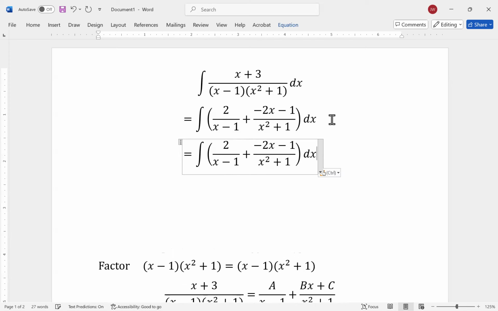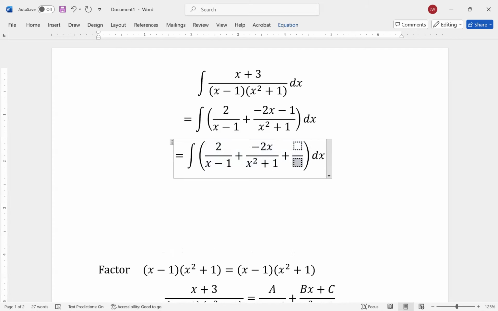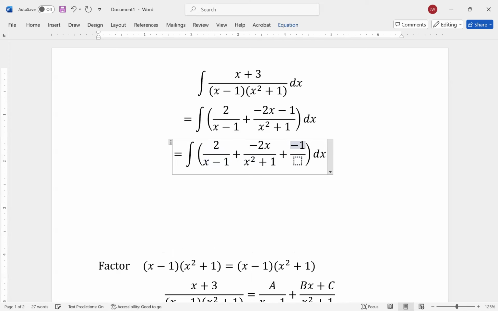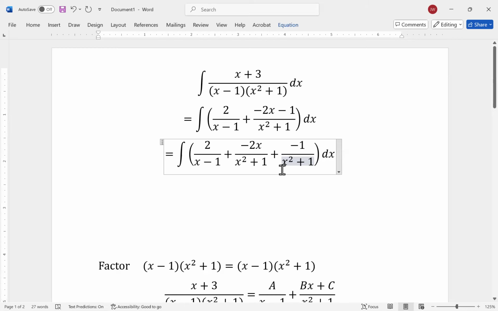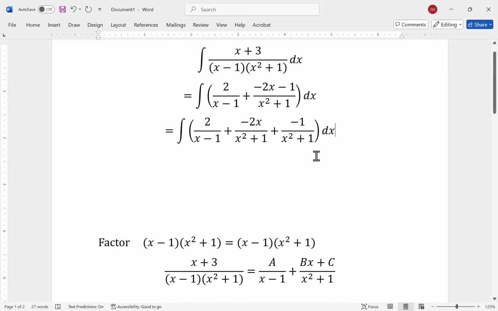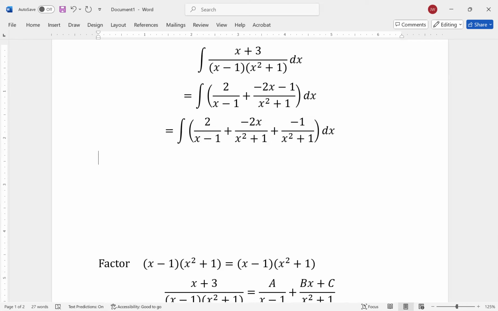Actually, what you would do, and I only know this because I've done this before, is break it into these three pieces, okay? And then I integrate each of those three pieces. I'm going to integrate those three pieces separately.